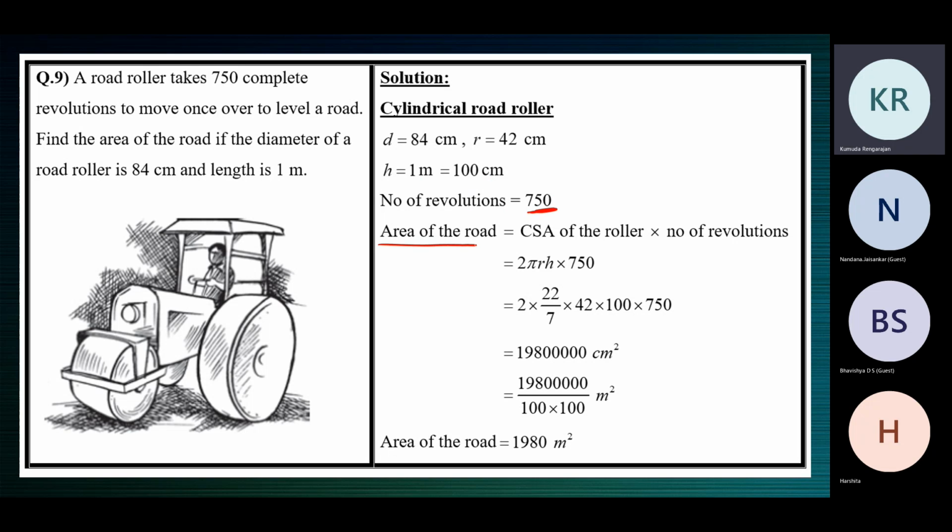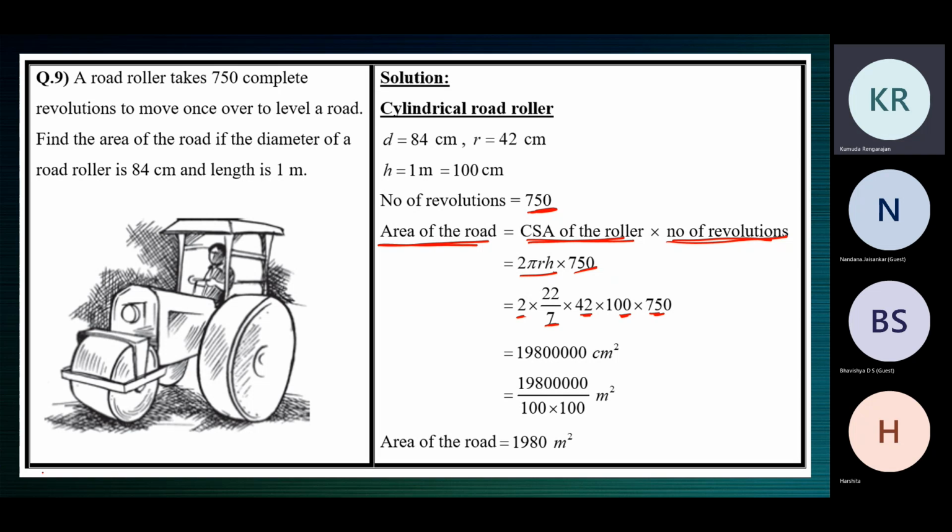So the area of the road is equal to the CSA of the roller into the number of revolutions. You can remember this as a formula. What is the CSA of the roller? 2 pi RH into the number of revolutions, 750. So 2 into pi is 22 by 7, radius is 42, height is 100, into 750.